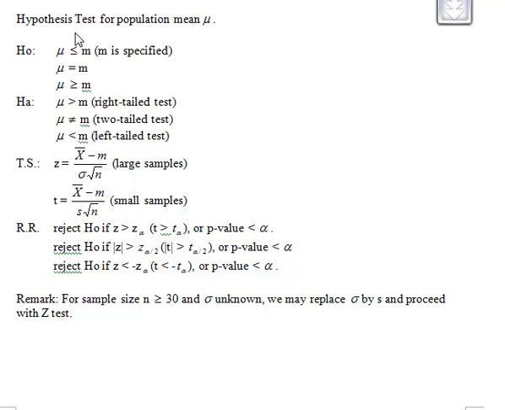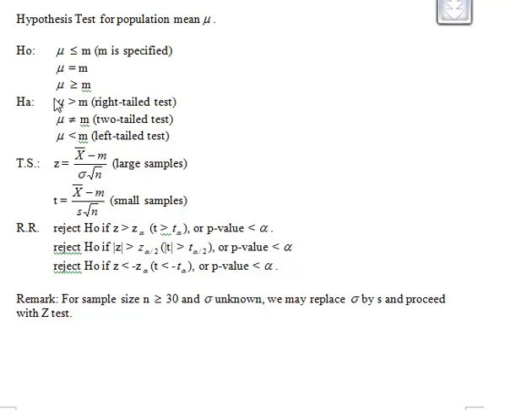So for the hypothesis test for population mean, the H0 can be mu, the population mean, less than or equal to m, where m is a specific number. Or mu equal to m. Or mu greater than or equal to m.